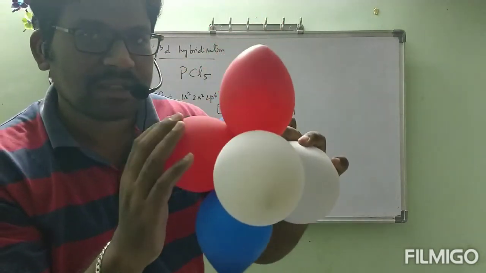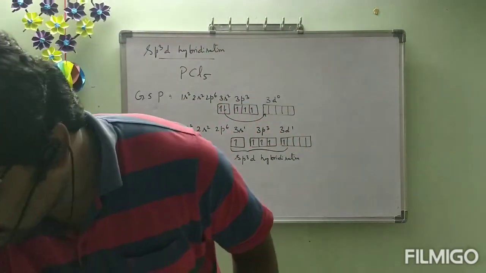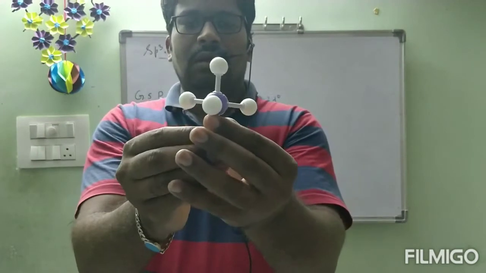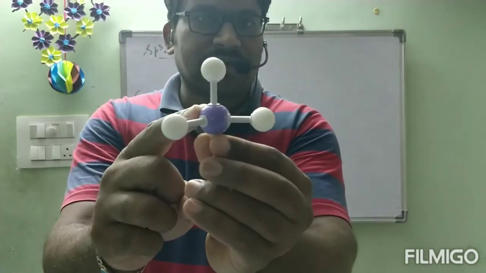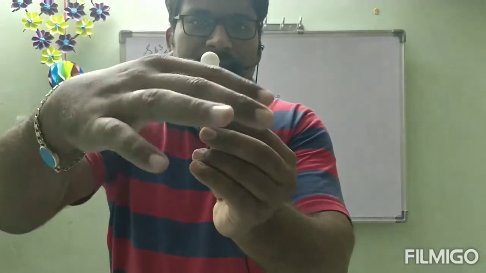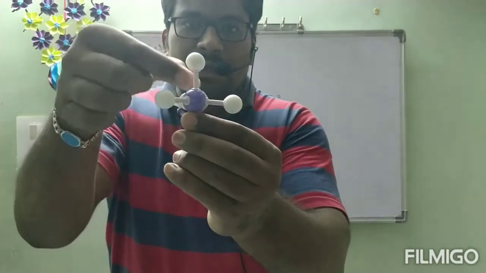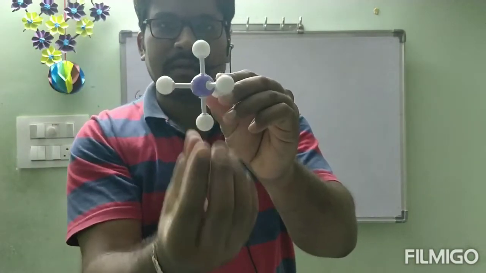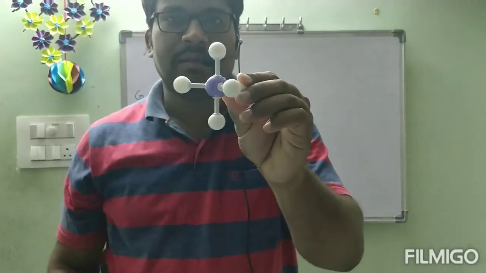This is also a 3-dimensional one. With the help of a ball and stick model, let's see how the shape will be. See here. Imagine this violet color is phosphorus. These three are there, na? 1, 2, 3. These three are in plane. This is above the plane and this is below the plane.